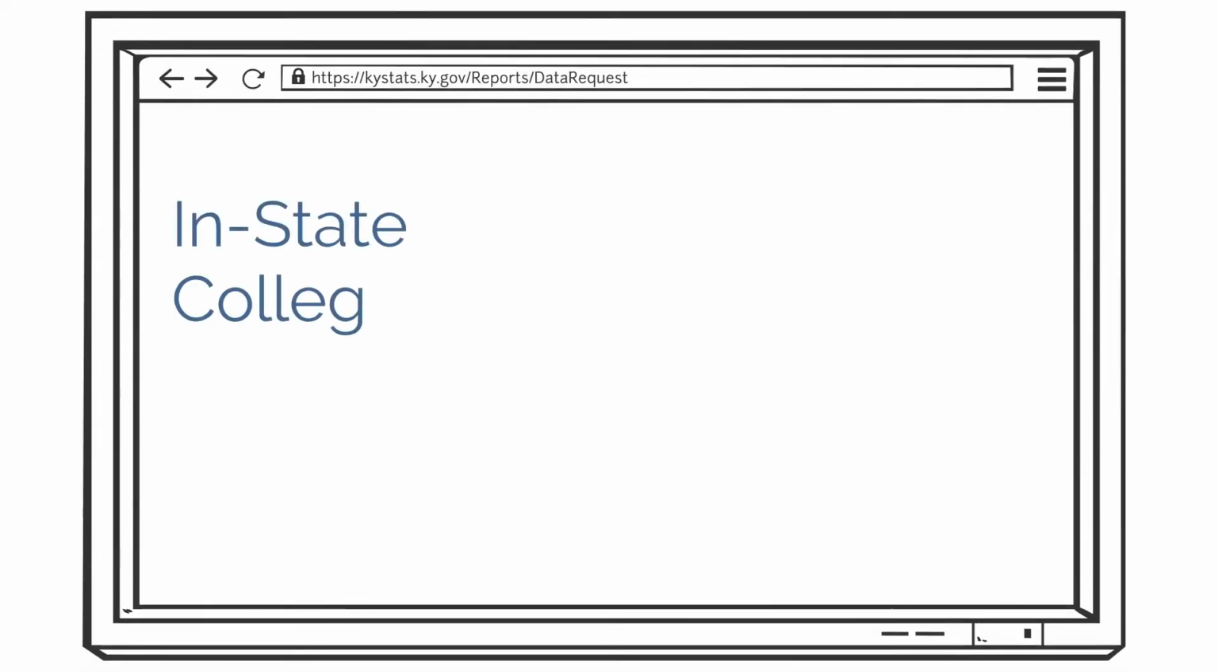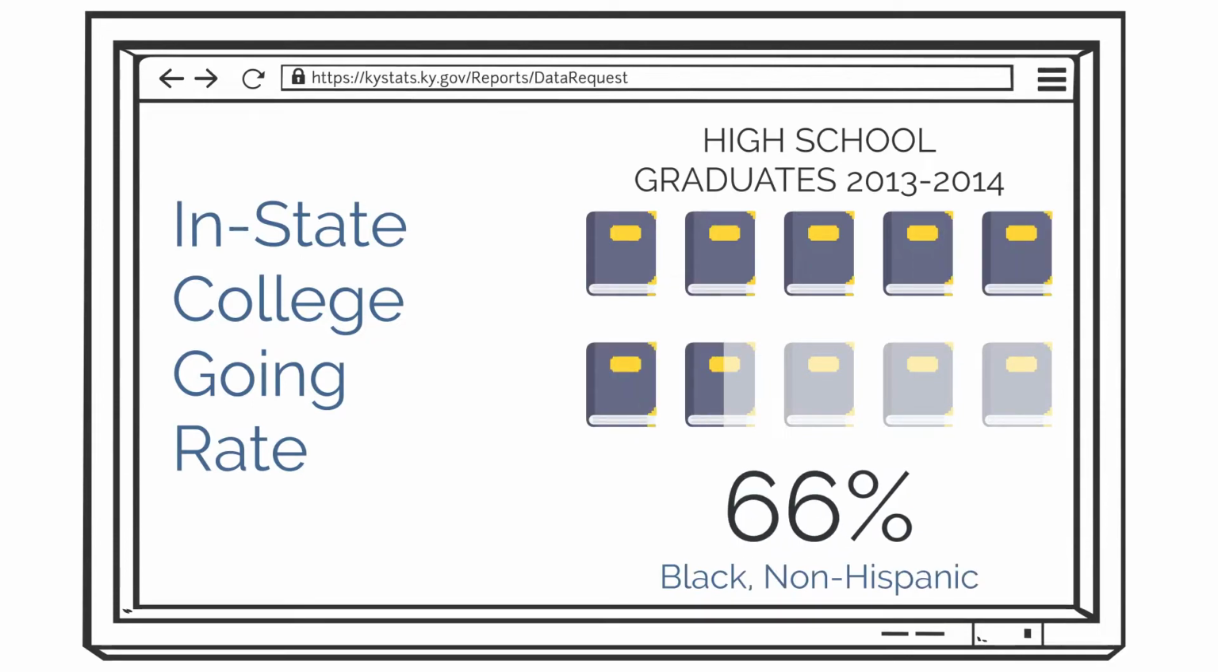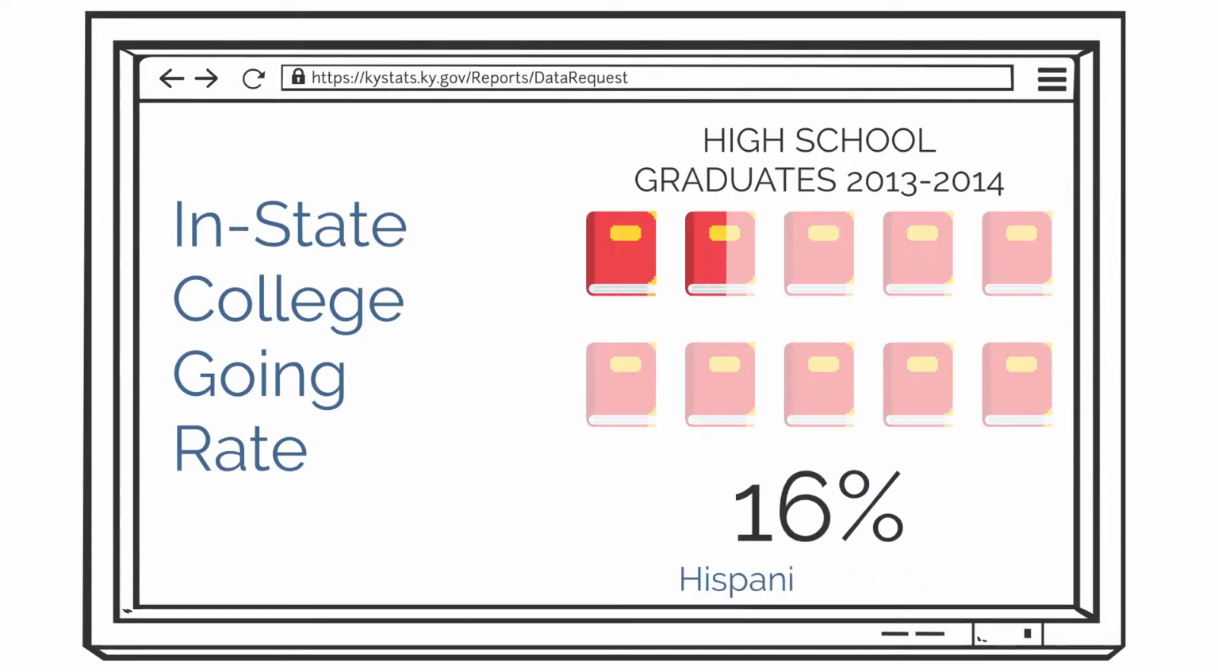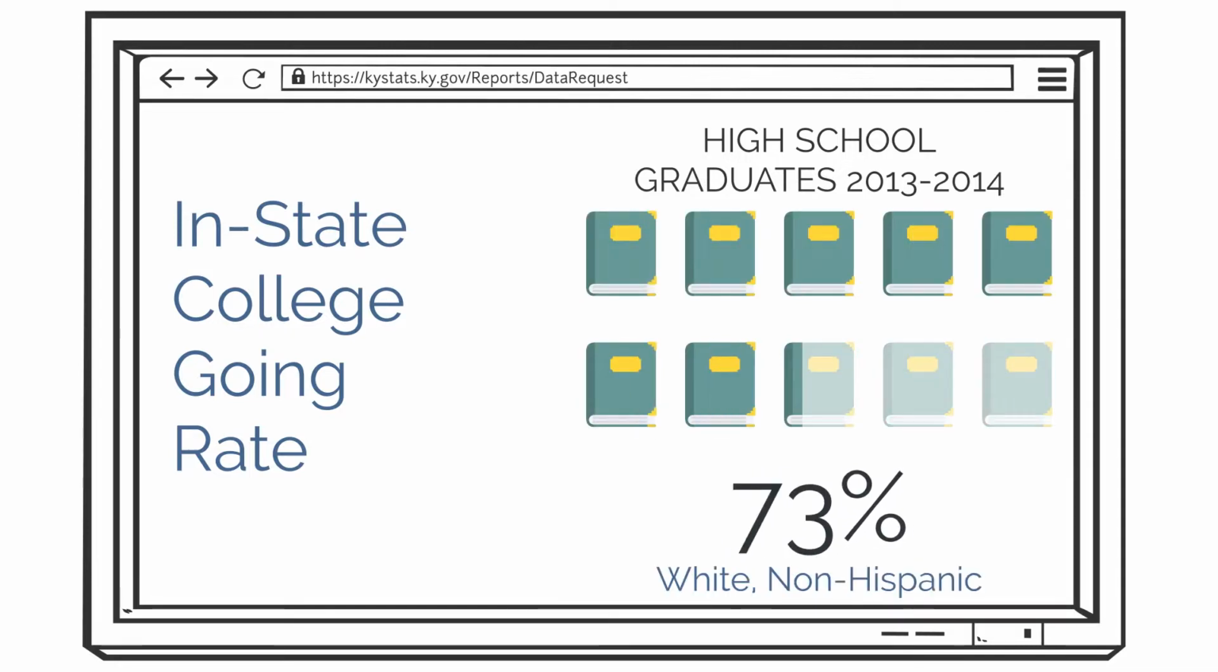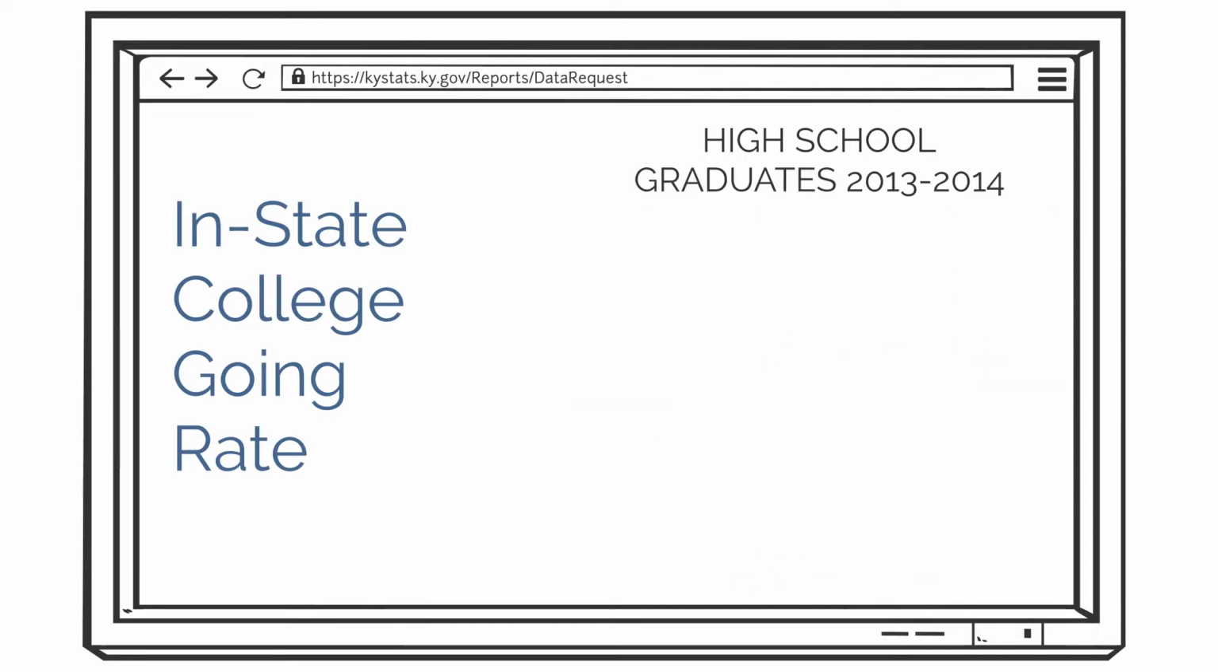Here's an example of the output from an aggregate level data request. No data sharing agreement is needed for aggregate level data requests. Typically, KYStats will deliver these results in under 3 weeks.